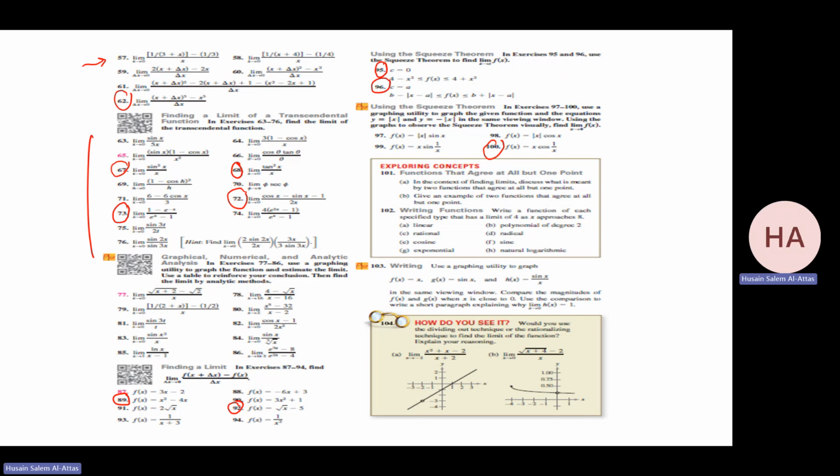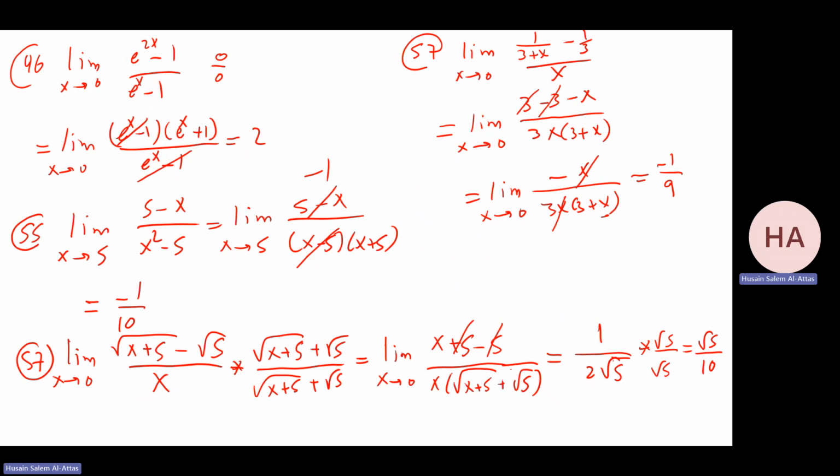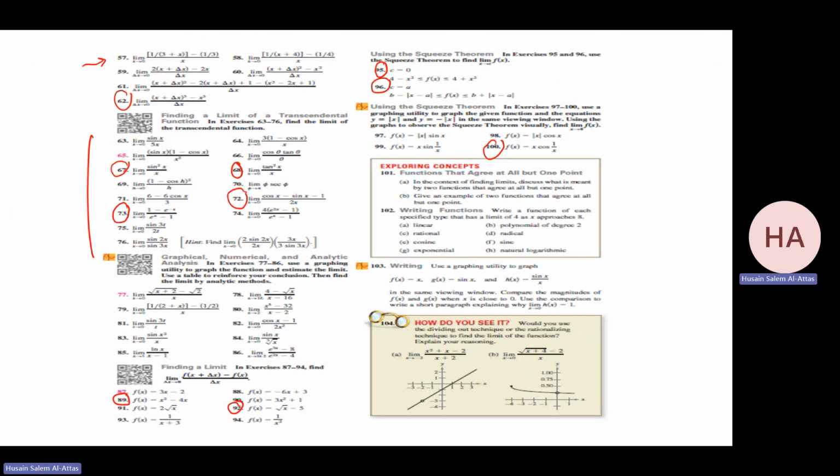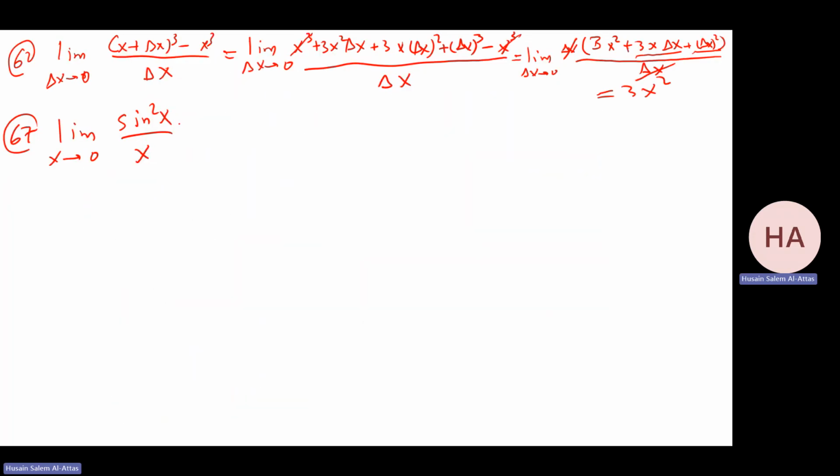Okay, now we'll do this group of problems. I'll do 67, 68, 72, 73, which is the same as the others. 67. Limit as x goes to 0 of sine squared x over x. Yeah, so it's simply, I can rewrite it as sine x over x times sine x. This is a special limit, so I know it. It will be 1. Sine 0 is 0, so the answer is 0.